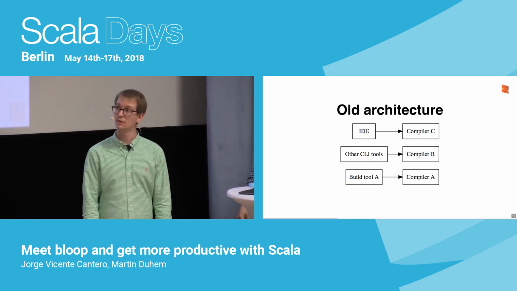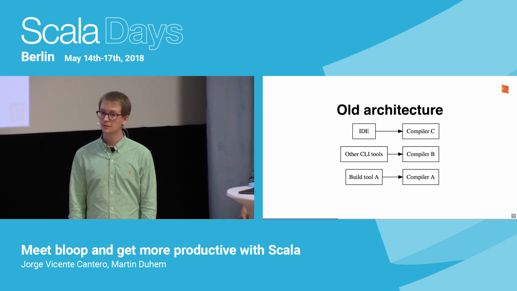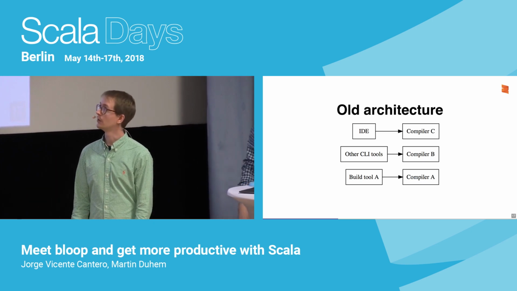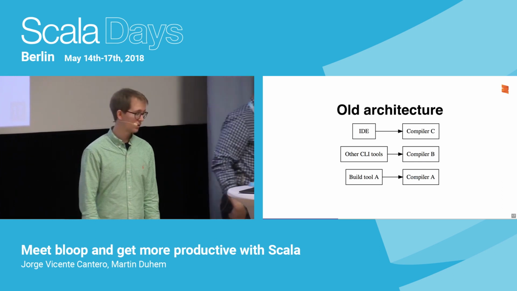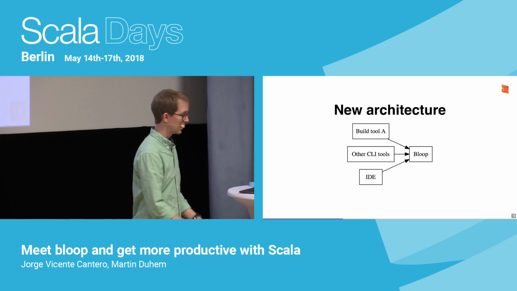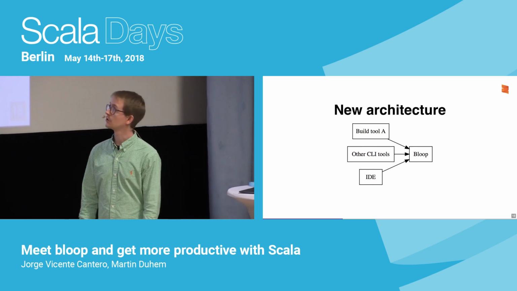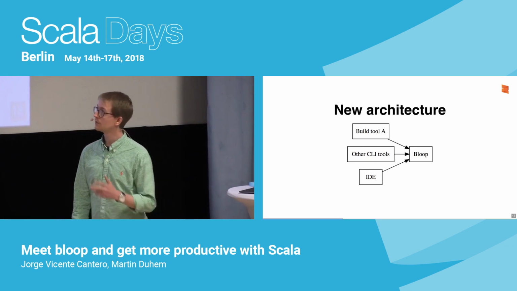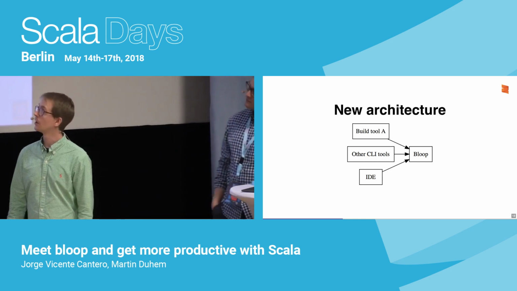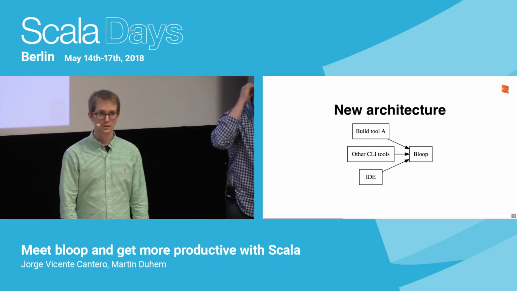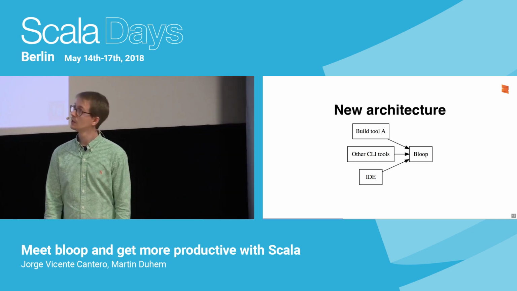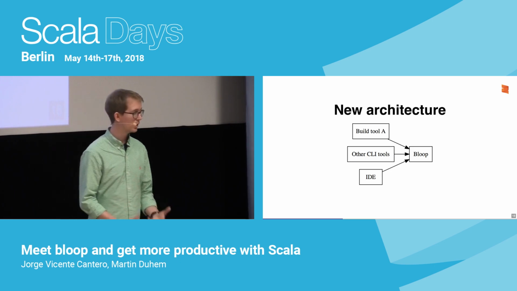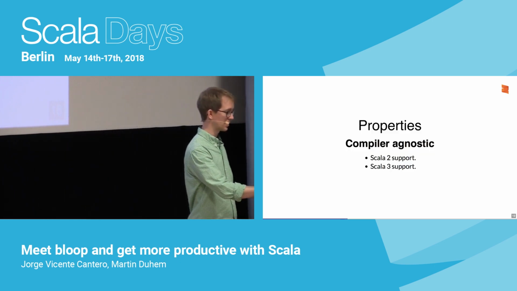This has some issues. First, we have 3 different implementations of how to talk to a compiler. Also, we have 3 different instances of the compiler running at the same time, which is not very efficient. And we believe that we can do much better with this new architecture that we're proposing, in which all the different tools that you use that need a compiler are talking to the same instance of Bloop. This has several advantages. First, we have only one implementation of the glue code that lets you use a compiler from the outside, and also it means that we have just one instance of Bloop running at the same time on your machine.